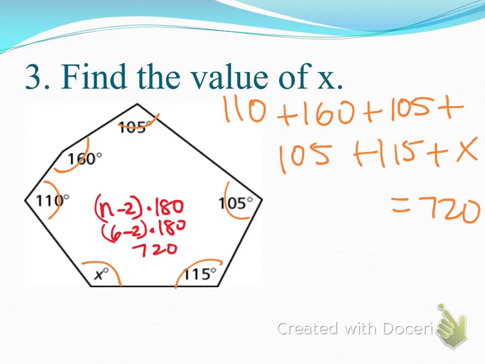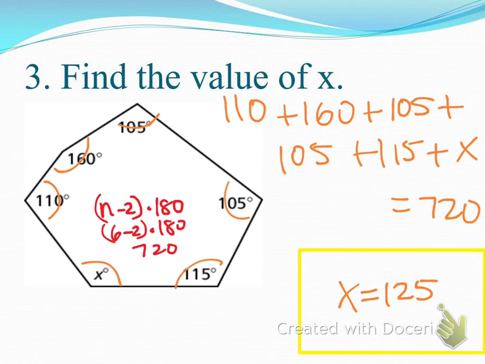So how many degrees are inside of a hexagon? This is a hexagon, isn't it? There's 720, right? 4 triangles times 180 is 720. Add them up, set the sum equal to 720, you get x equals 125. So 125.